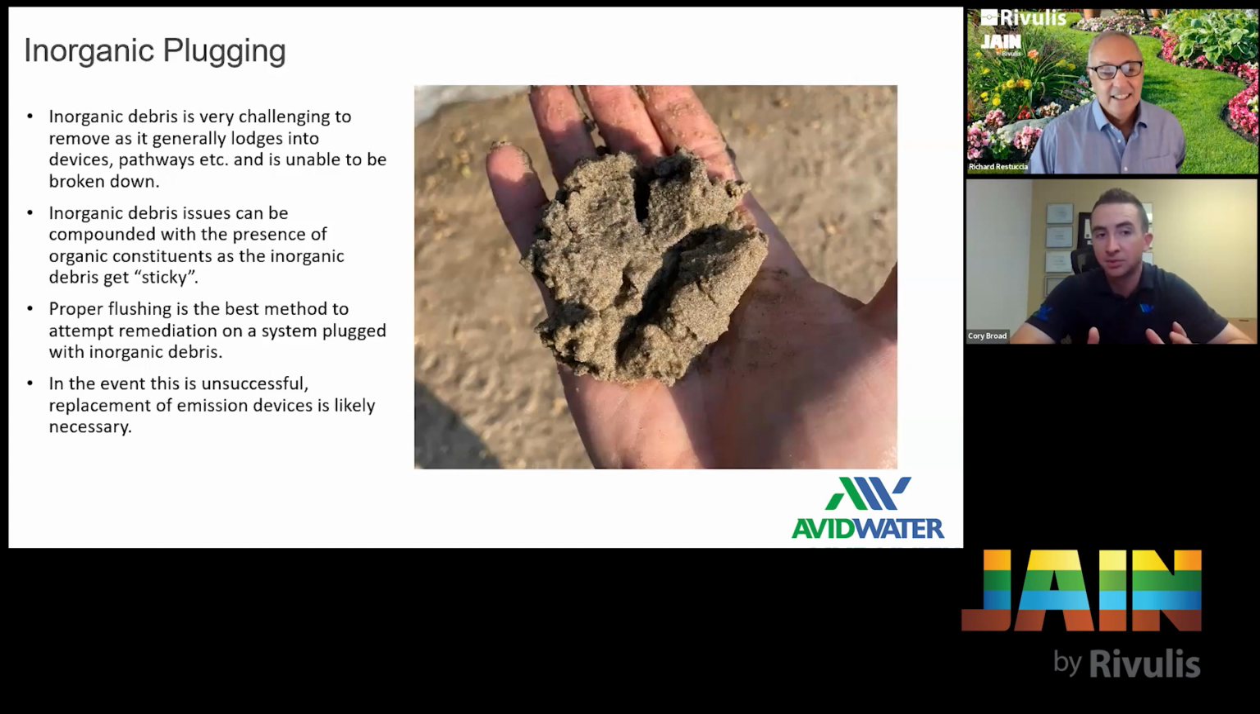So these inorganic debris are challenging to remove because if it lodges itself into the emission device or the pathway, it's really hard to get it out. It's probably jammed in there for a reason, but also it's going to be really hard. I can't probably put enough chemical in it to melt it down, to break it down, to make it go away. So a lot of the time device replacement becomes necessary.